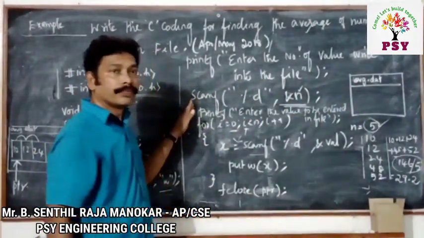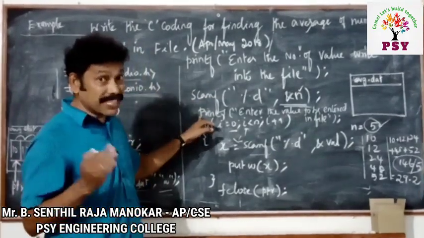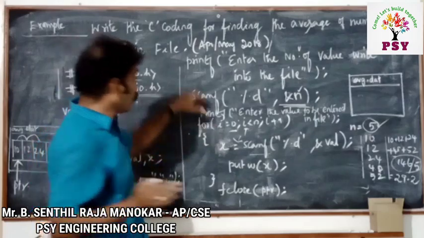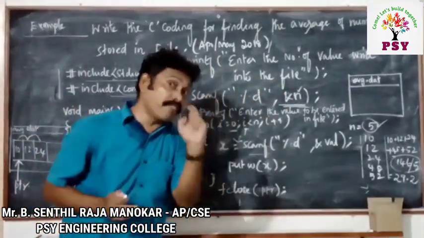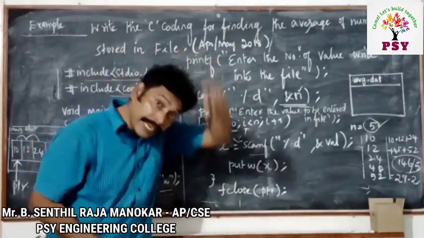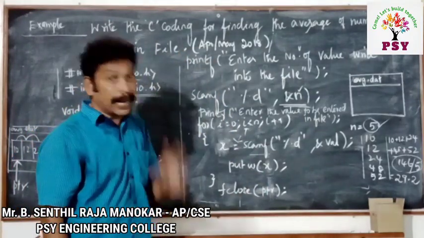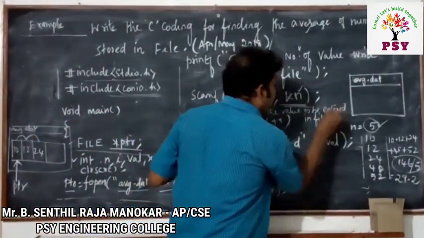Then I have to say this because the user must understand. So these two statements can be understood: I have to enter how many values I will enter into the file, then I have to enter the values, those 5 values. For that I have written a prompt to enter the values to be entered into the file.